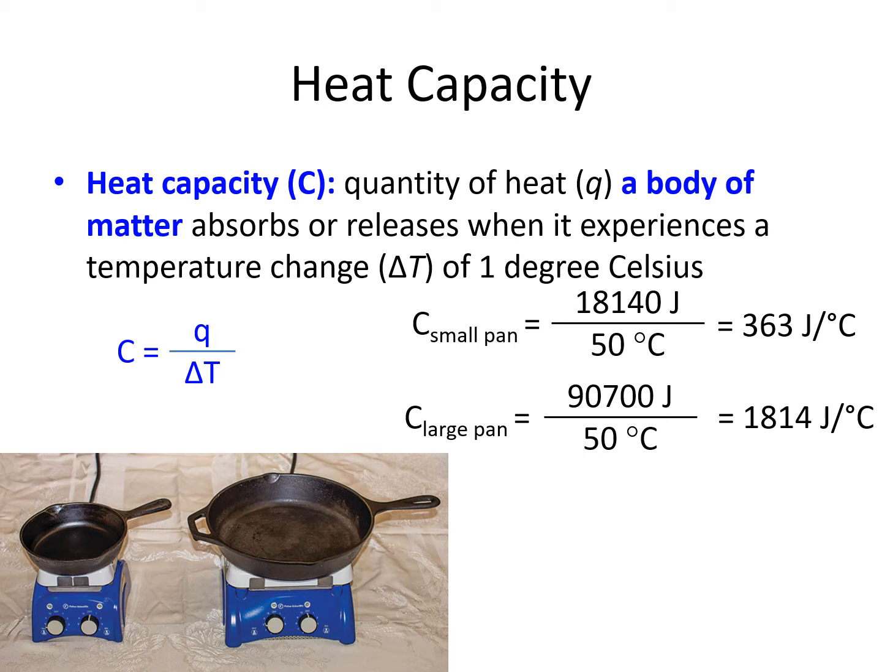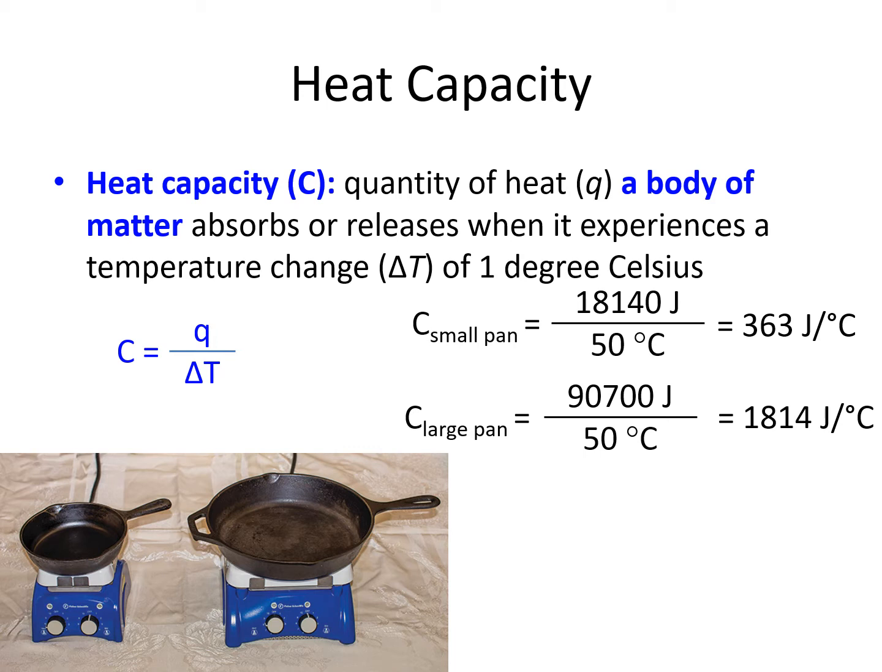Additionally, there's the degrees Celsius, which is also a C. If it has the degree symbol next to it, it's a unit of temperature, which is Celsius. If it does not have the degree symbol next to it, then it's capital C, heat capacity. Heat capacity is defined as the amount of heat that a body of matter absorbs or releases when it experiences a temperature change, in other words, delta T, of 1 degree Celsius. Delta is the symbol that we use for change. So delta T is change in temperature.